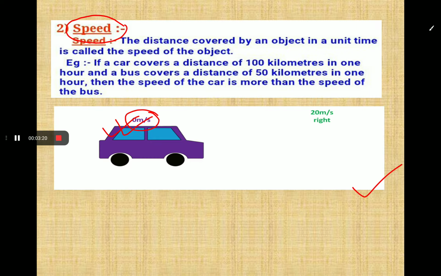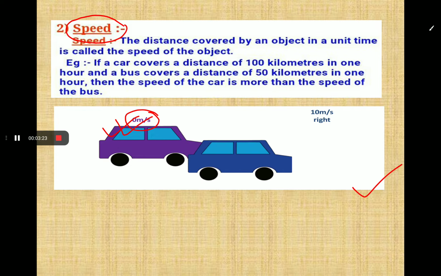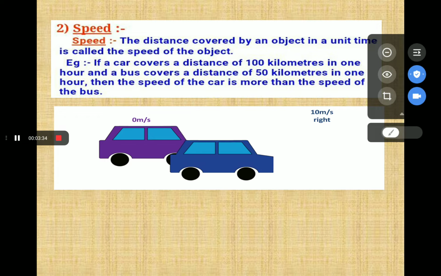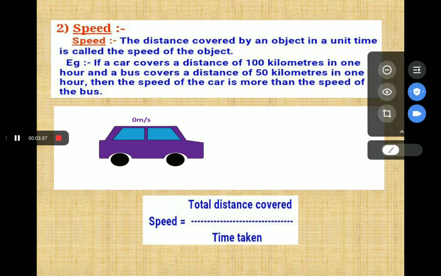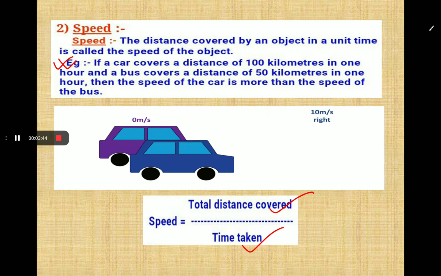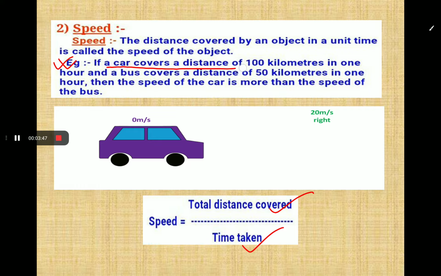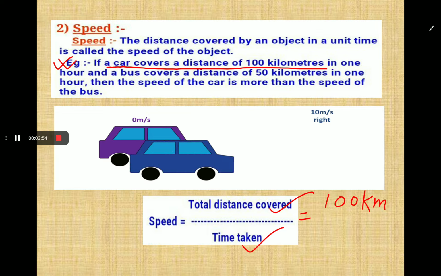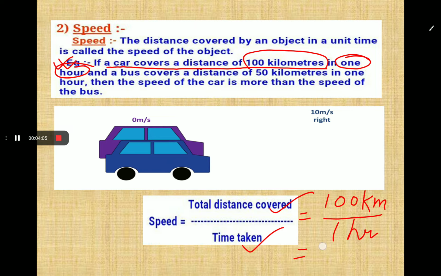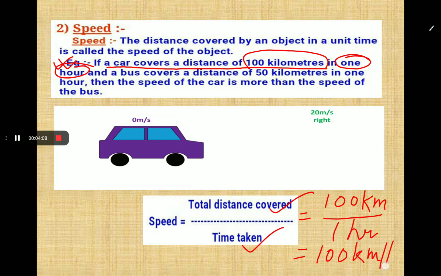But if we want to calculate the magnitude of the speed, then we need 2 quantities. First is the distance and second is the time. So for the calculation of speed, the formula is: speed is equal to total distance covered divided by total time taken. As an example, if a car covers a distance of 100 kilometers in a time of 1 hour, the speed of the car becomes 100 kilometers per hour.